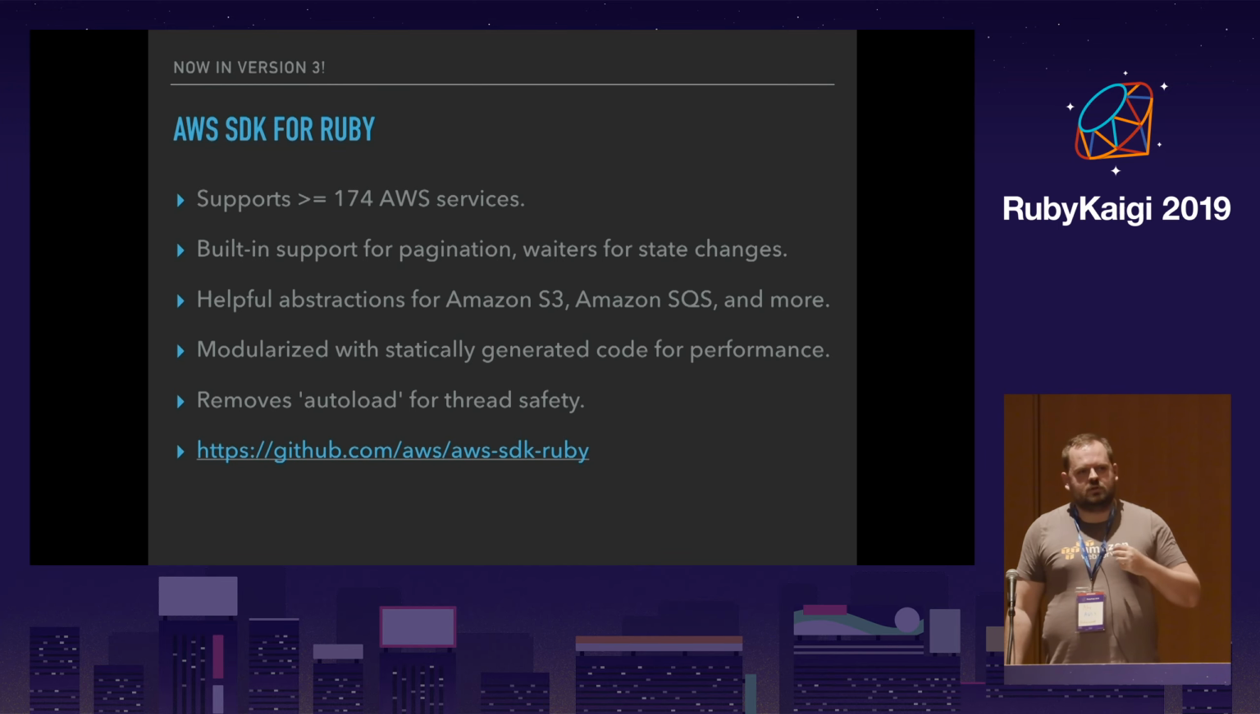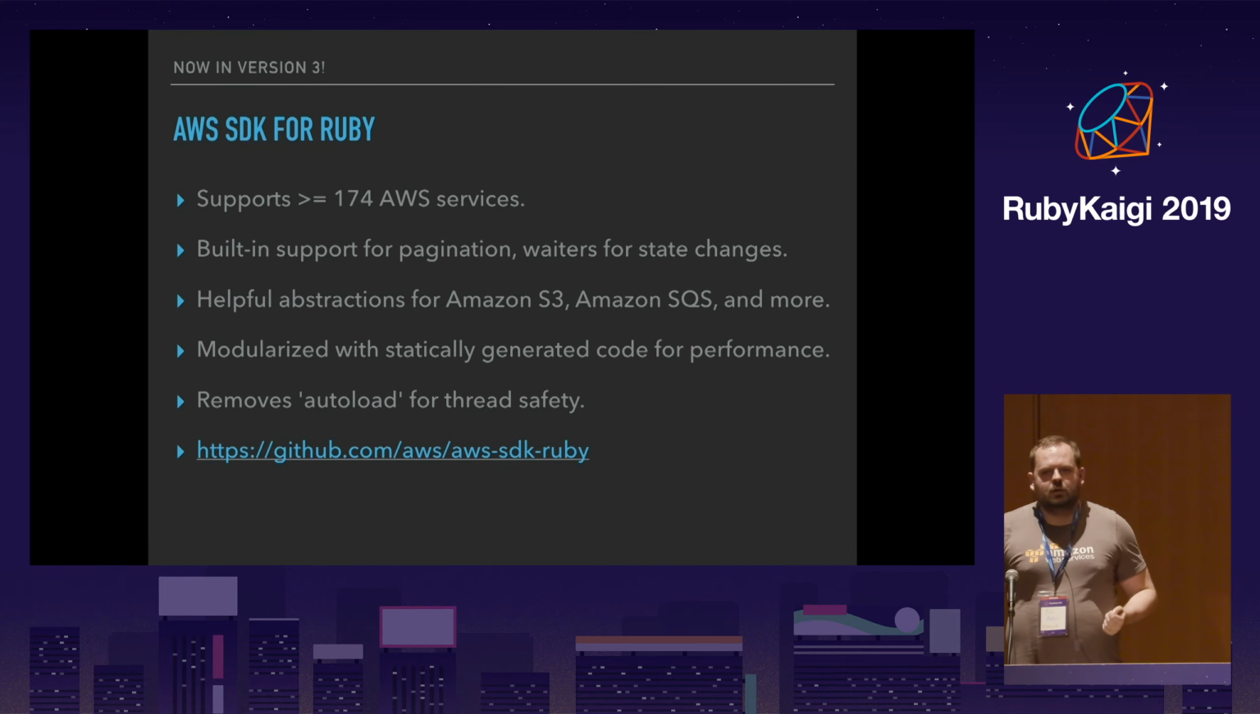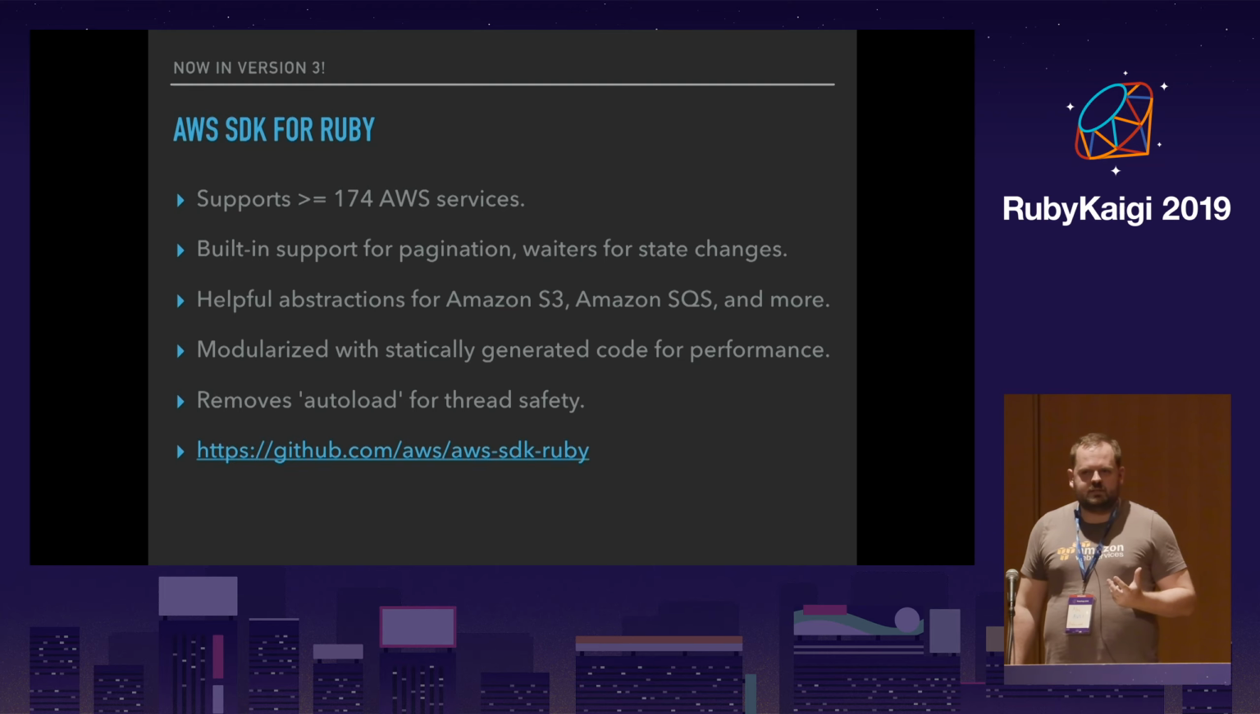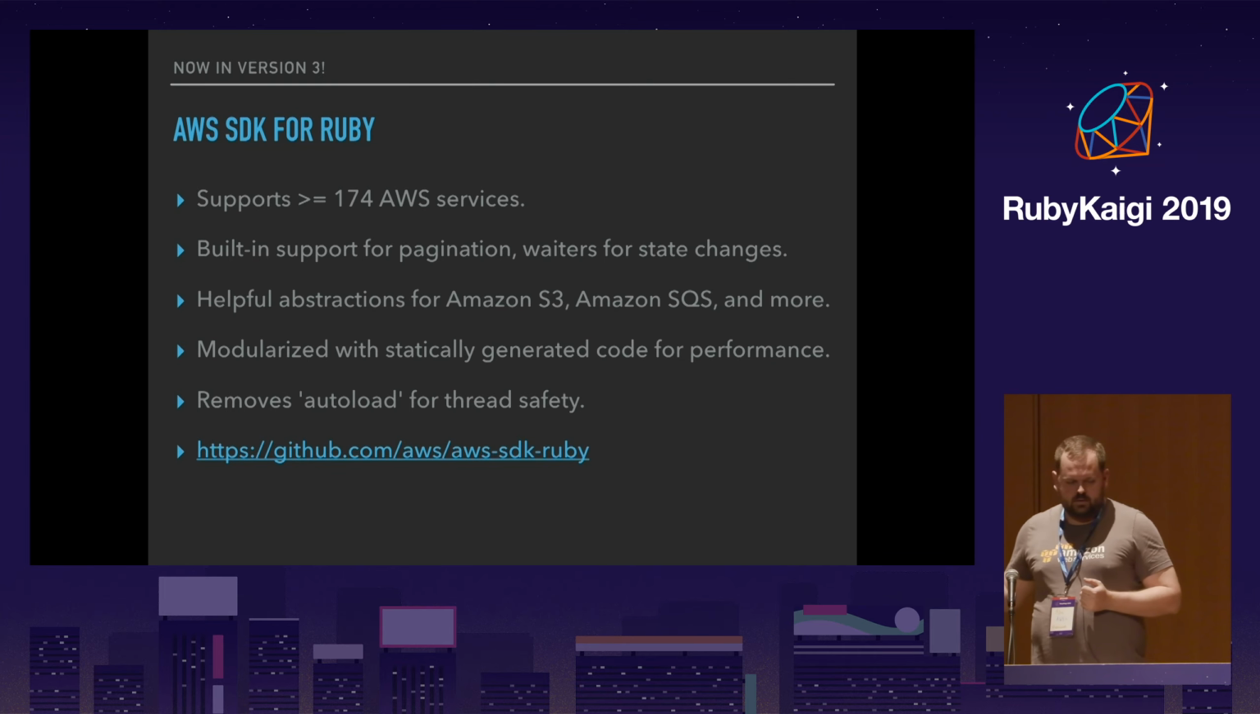And because the code is all now statically generated in V3, one, I think hopefully it's going to make the Sorbet people happy that they can do better type checking on it. But two, it improves performance of loading and to some extent at runtime. We also remove autoload for thread safety. So version 3 of the SDK provides a lot of thread safety mechanisms, and you can also find that on GitHub.